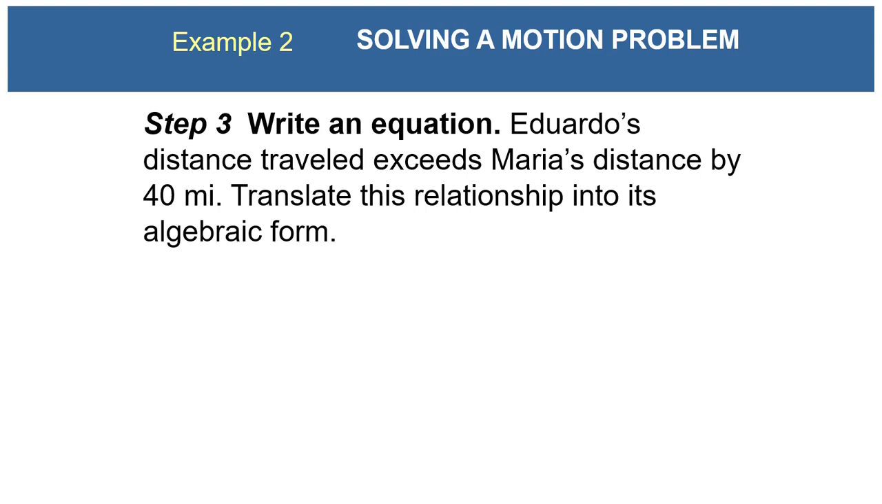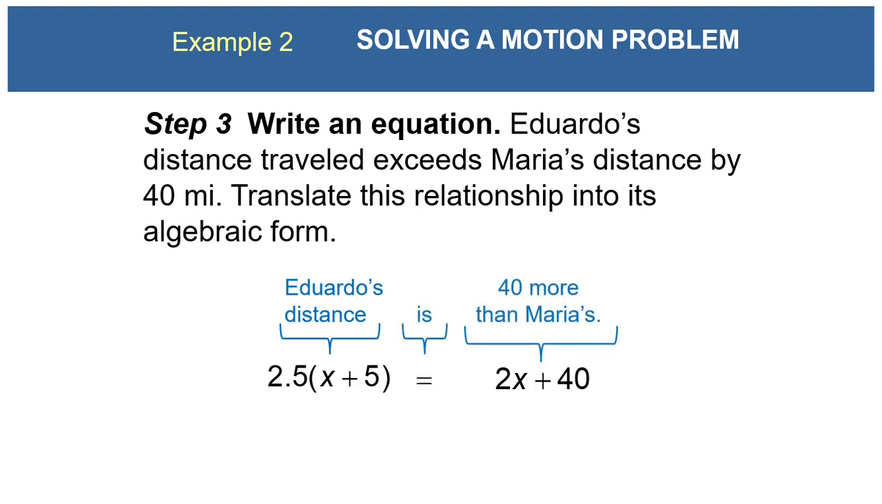In step 3, let's write an equation. Eduardo's distance traveled exceeds Maria's distance by 40 miles. Translate this relationship into its algebraic form. Well, we know the distance for both Eduardo and Maria. We found that in step 2. We know Eduardo's distance is 2.5 times x plus 5, and Maria's is 2x plus 40. Now the 40 is from the additional 40 miles that he lives farther than Maria.